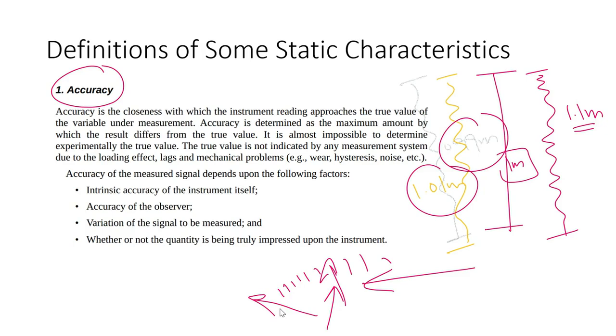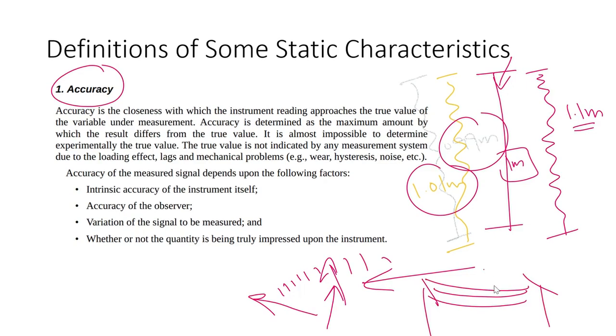Similarly, variation in the signal can also occur. Let's say with a temperature change, this length becomes 1.1 when we measure. Just like the wires between two poles, with respect to temperature or heat that goes into these wires, the length changes. So variation in temperature can also occur.